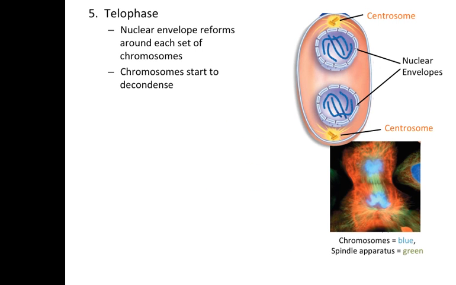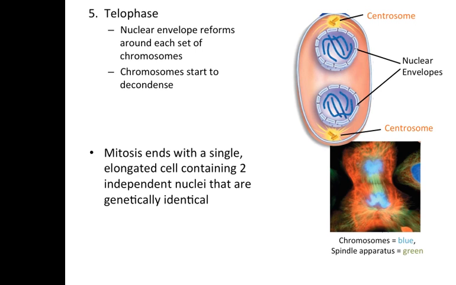The final step of mitosis is called telophase. During telophase, the nuclear envelope reforms around each set of chromosomes, and the chromosomes start to decondense. Thus, mitosis ends when a single elongated cell contains two independent nuclei.